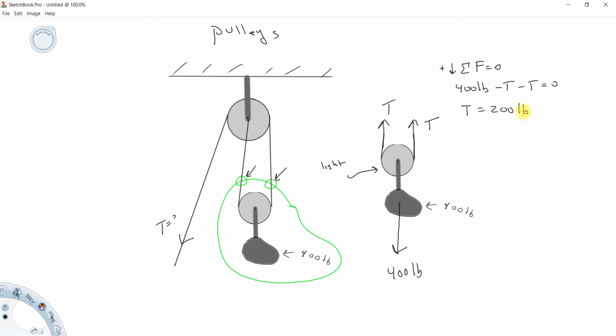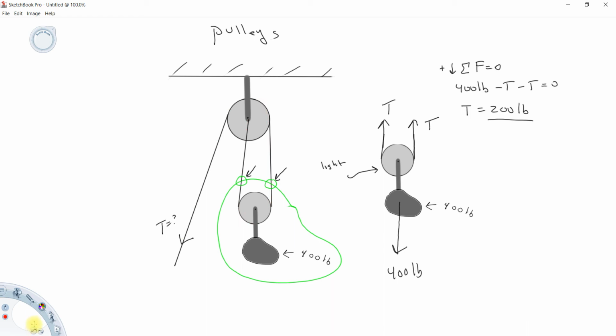Now this example more demonstrates why we would want to use pulleys here. Well, notice that we're able to lift a 400-pound force with only a 200-pound tension. And again, that 200 pounds is good anywhere on this rope, assuming the pulleys are well oiled and whatnot, including here. So, meaning we would only have to pull on that rope with a force of 200 pounds.